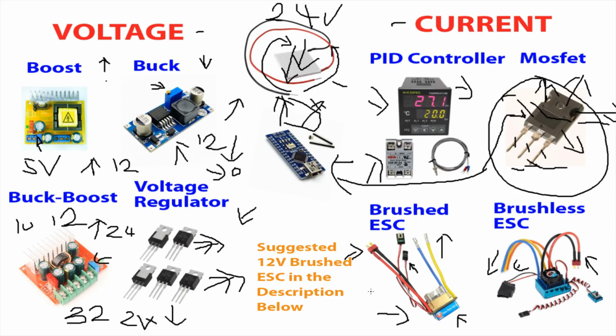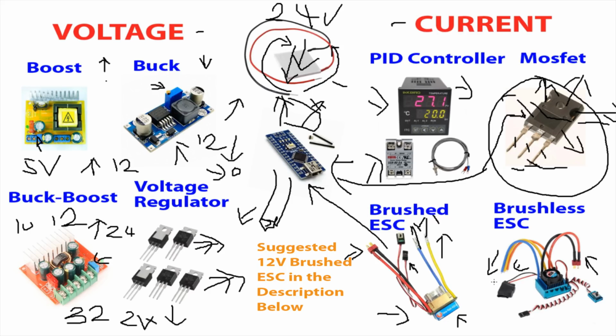you can use a brushed electronic speed controller either controlled by a servo tester, or you can control it by an Arduino, which is what I would do, because then you can connect some kind of thermal probe. But if you're not interested in the thermal probe, then you can just control this with a servo tester. The outputs you then obviously connect to your TEC and the inputs to your power source.